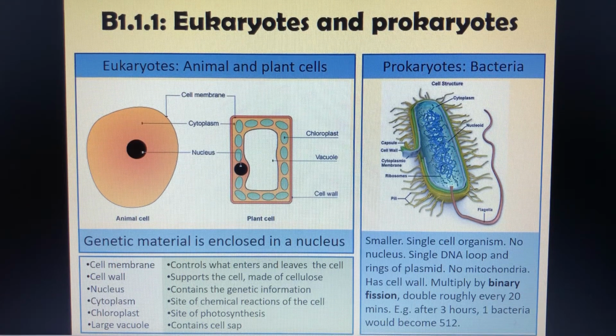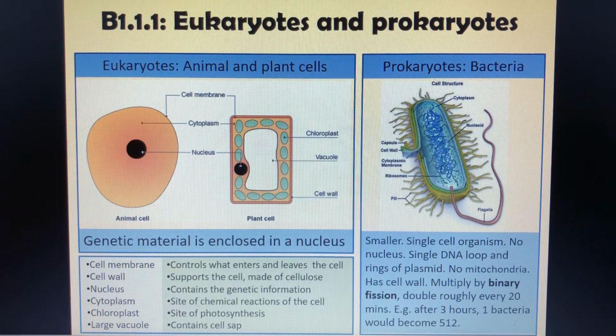Then we've got our prokaryotic cells, the bacteria. They're smaller. They're actually smaller than the mitochondria, which we'll talk about in a bit. That's why mitochondria wouldn't be able to fit in a bacterium. It's a popular question with the exam board, they like to talk about that. It's a single-celled organism, doesn't contain a nucleus. Instead, it has all of the genetic information as a single DNA loop, and then these rings of plasmid, which we can't really see on this picture, but we see them when we're talking about genetic modification as circular loops. No mitochondria, as I just said, because they are smaller than mitochondria. It has a cell wall.